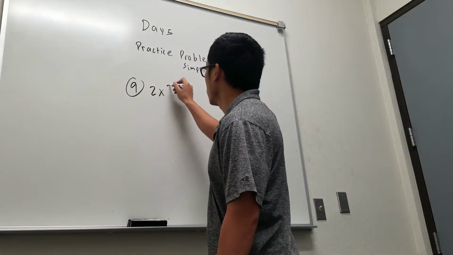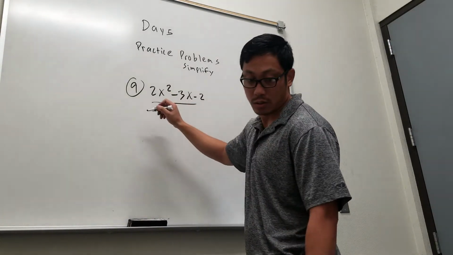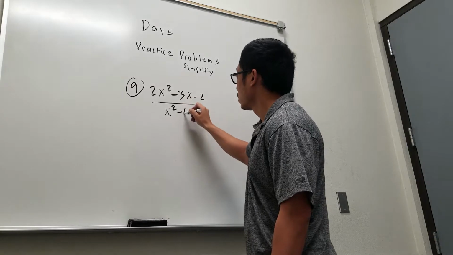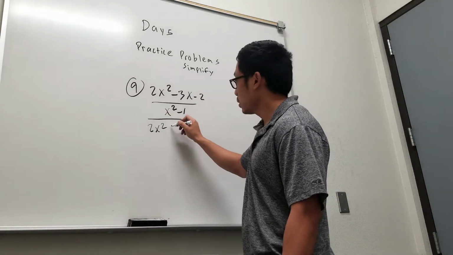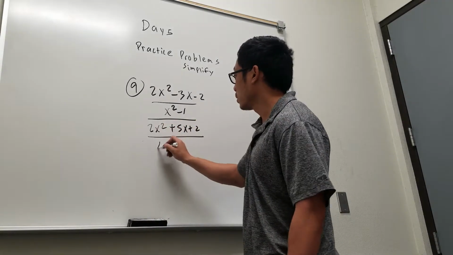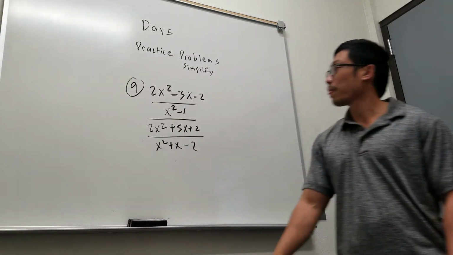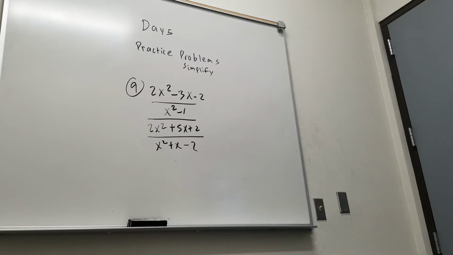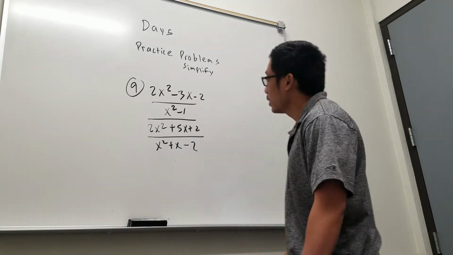Okay, 2x squared minus 3x minus 2 over x squared minus 1, divided by 2x squared plus 5x plus 2 over x squared plus x minus 1. Okay, wow, the time. I thought it was going to end early today, but I guess not.